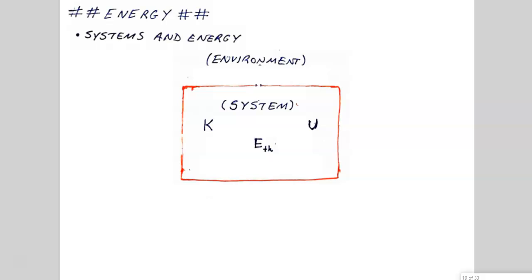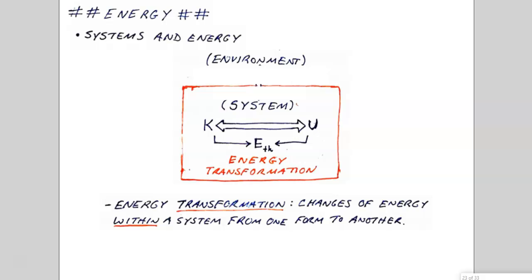So what happens with the energies inside a system? Kinetic energy can become potential energy, and potential energy can become kinetic energy. Both kinetic and potential energy can be converted into thermal energy, but that's a one-way street. These are examples of energy transformations. Energy transformations are changes of energy within a system from one form to another.